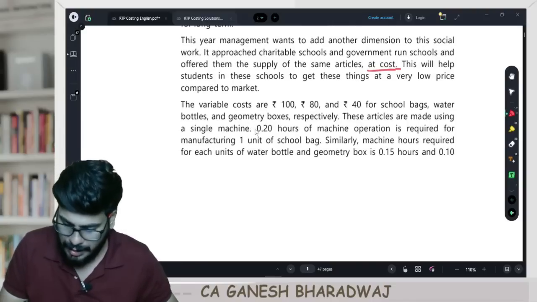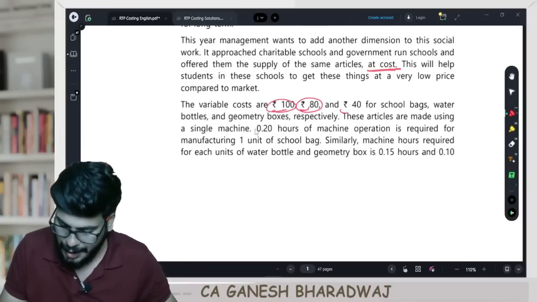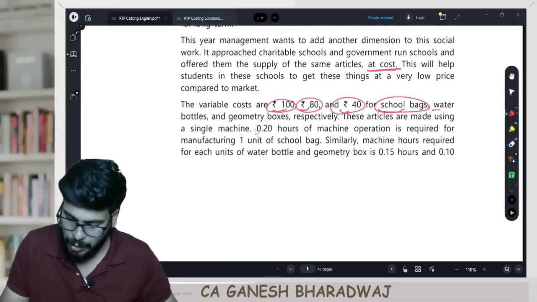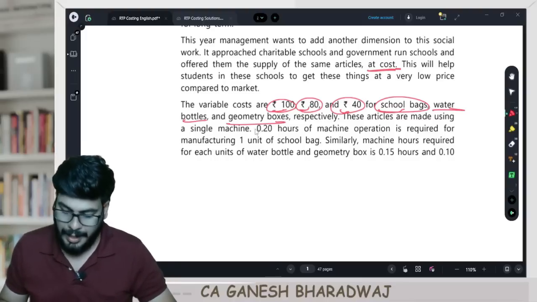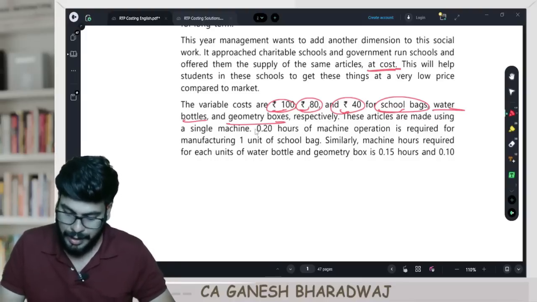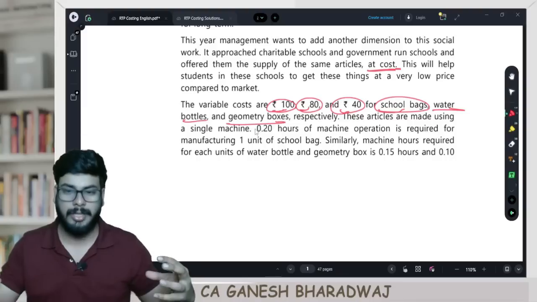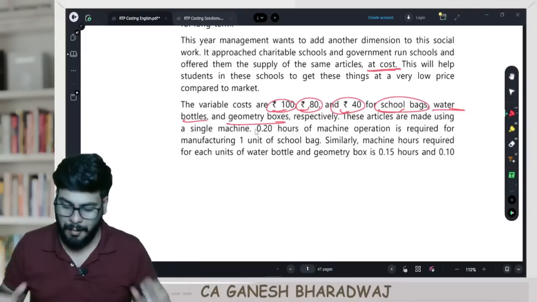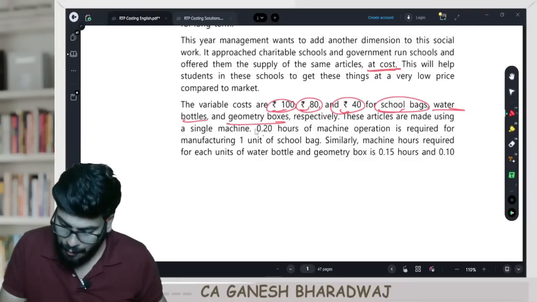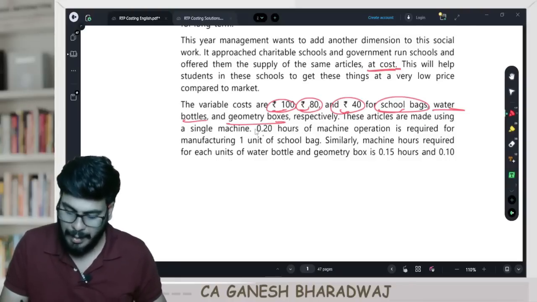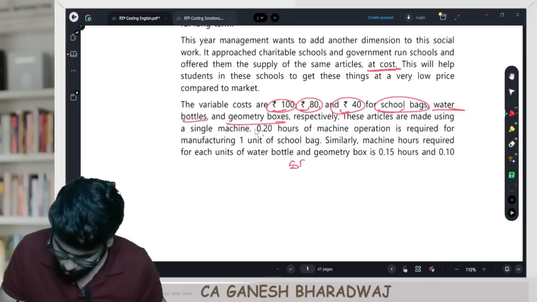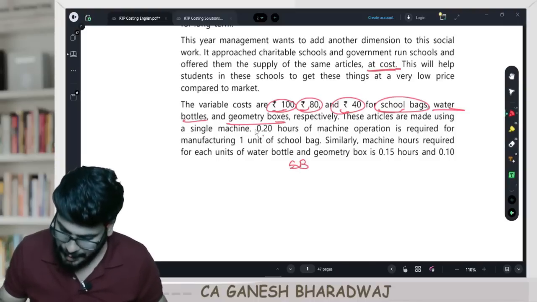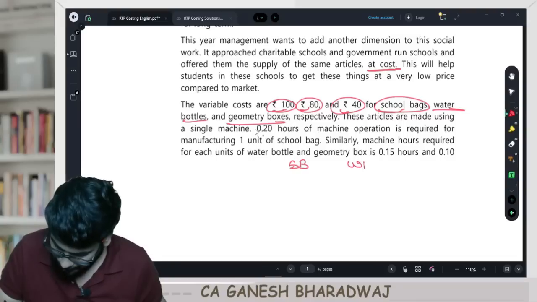The variable costs are 100 rupees, 80 rupees and 40 rupees for the school bags, water bottles and geometry boxes respectively, right? And these articles are made using a single machine. All the 3 products are made from a common machine, and 0.2 hours of machine operation is required for manufacturing 1 unit of school bag. So the company has 3 products. What are they? School bag, then they have a water bottle, and then they have geometry boxes, right?